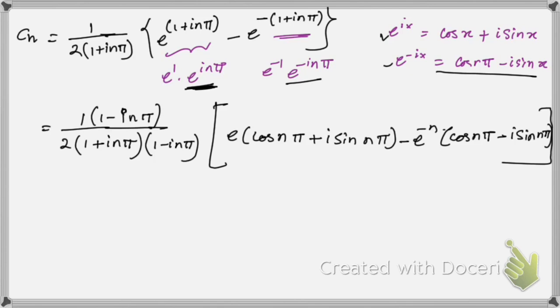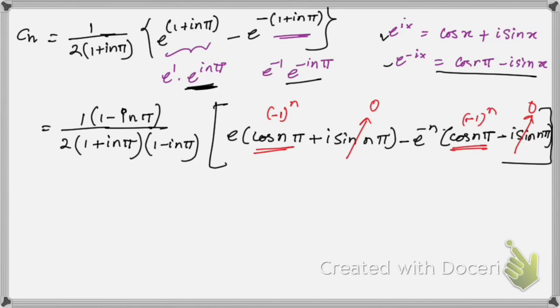Hope you have understood this. Now here you see, sin n pi is 0, so we're going to have cos n pi and cos n pi only, and cos n pi is minus 1 to the power n.